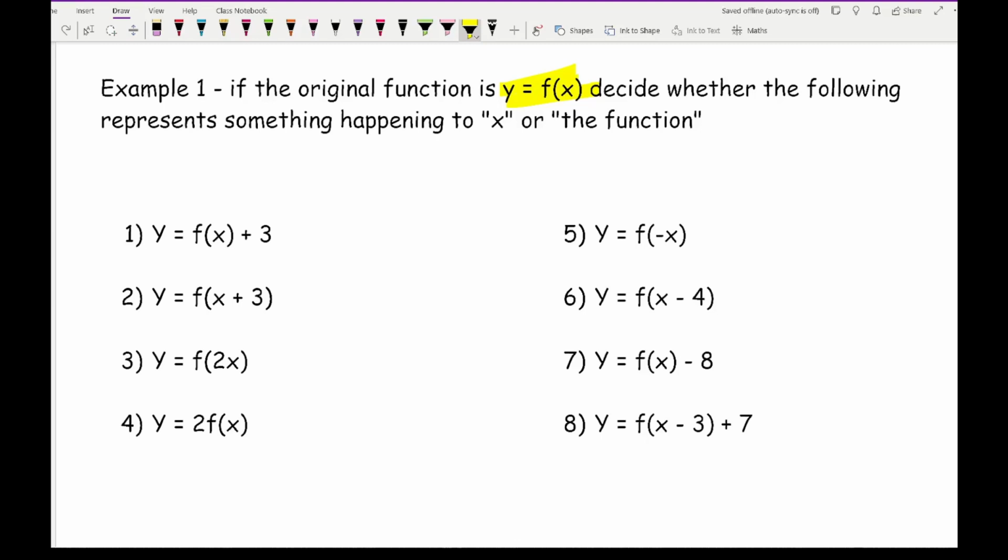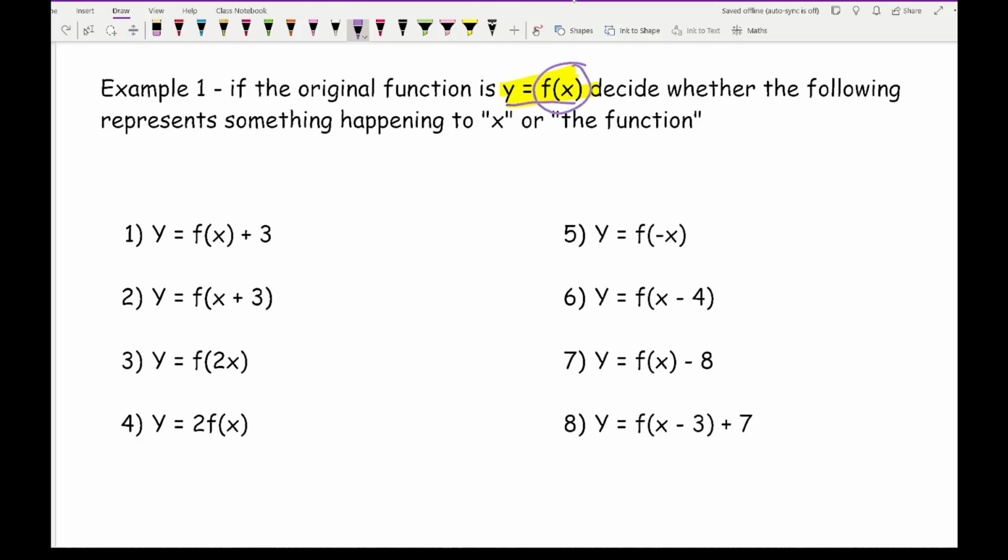Now in this, our original equation is y equals f of x. So this is just a generic function. We don't need to worry about whether it's a parabola or a cubic graph or an S-shaped graph or even a trig graph. We're just depending on whether we're doing something to the function or whether we're doing something to the x.